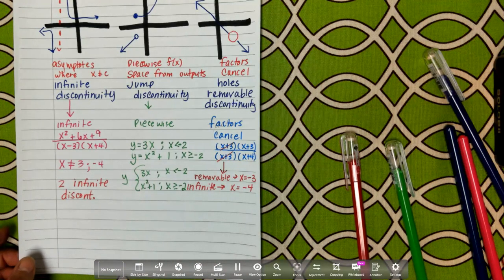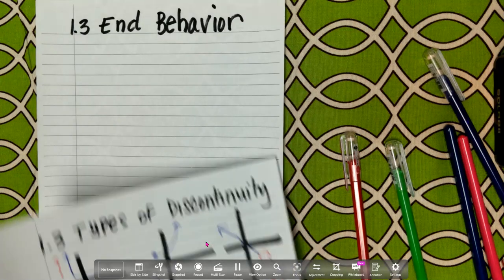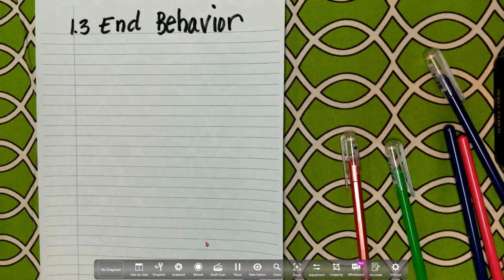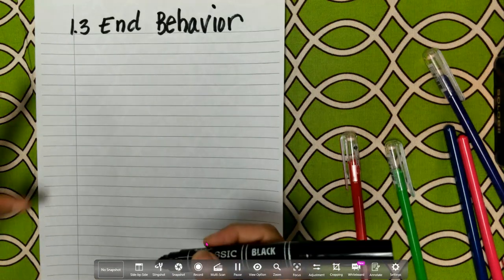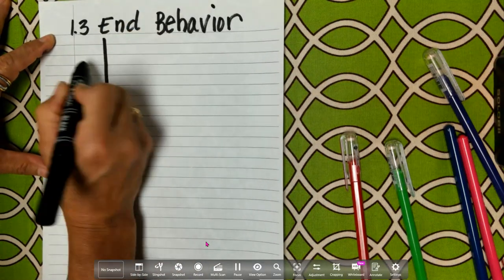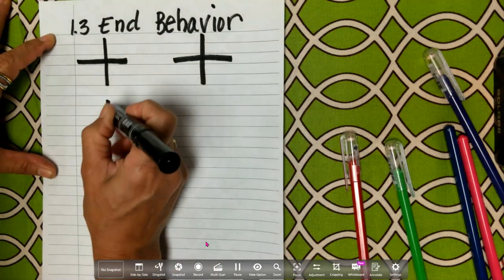The last part is going to be end behavior. All right, so for end behavior, just like I started out drawing some graphs for discontinuity, I'm going to draw some graphs for some continuous functions, and we're going to analyze that end behavior first. So I'm actually going to draw 4. I'm just going to put one on top of the other. I have 2 columns here.